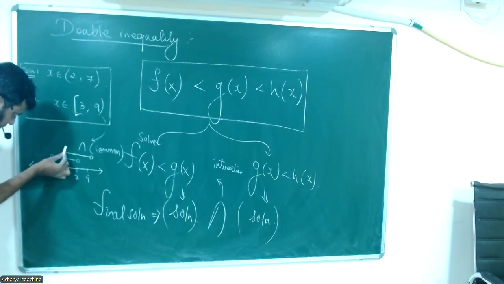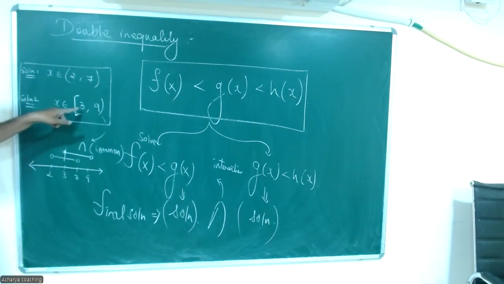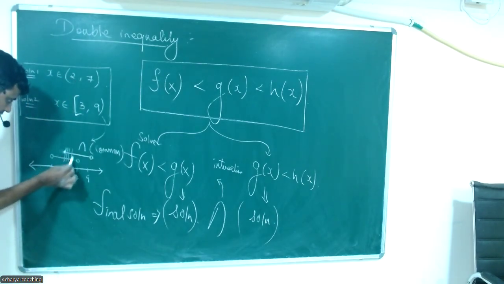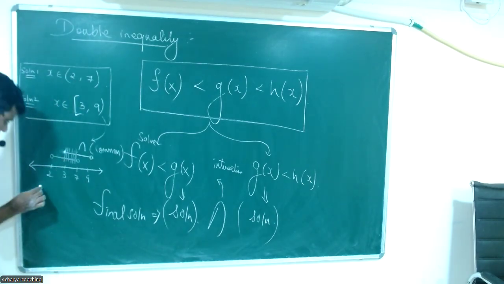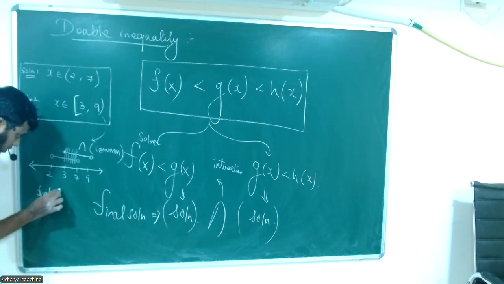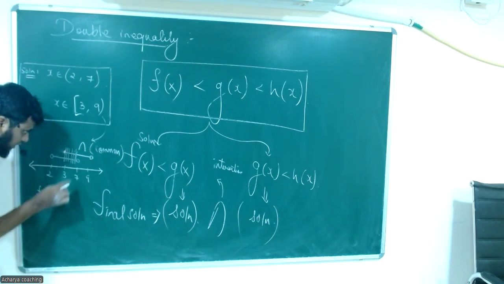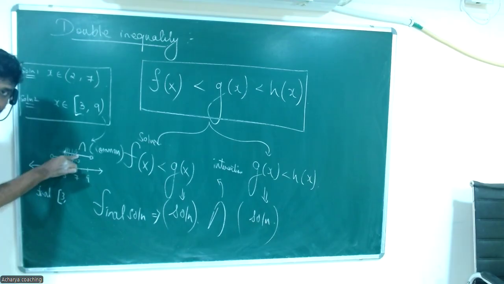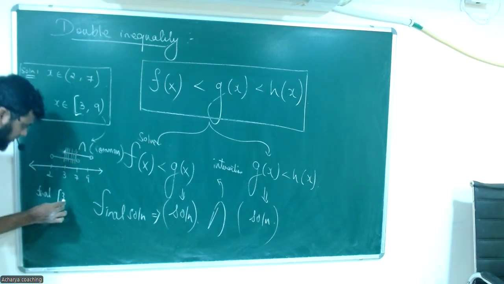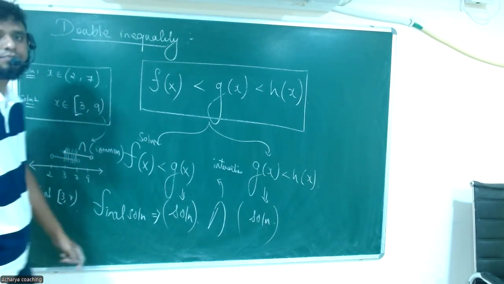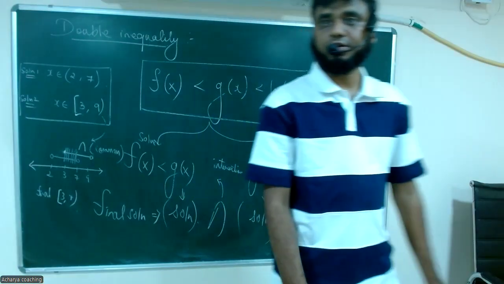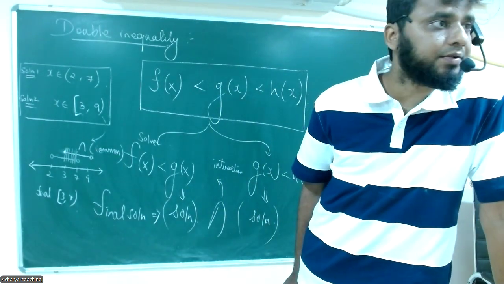Common is nothing but this part. 3 I can include because 3 belongs to solution 2, as well as to solution 1. After this, everything I can include. Clear? So what is our final answer? Closed interval at 3 is present here, but 7 is not present here, so 7 I cannot include. Open. Clear? How to take intersection is clear?